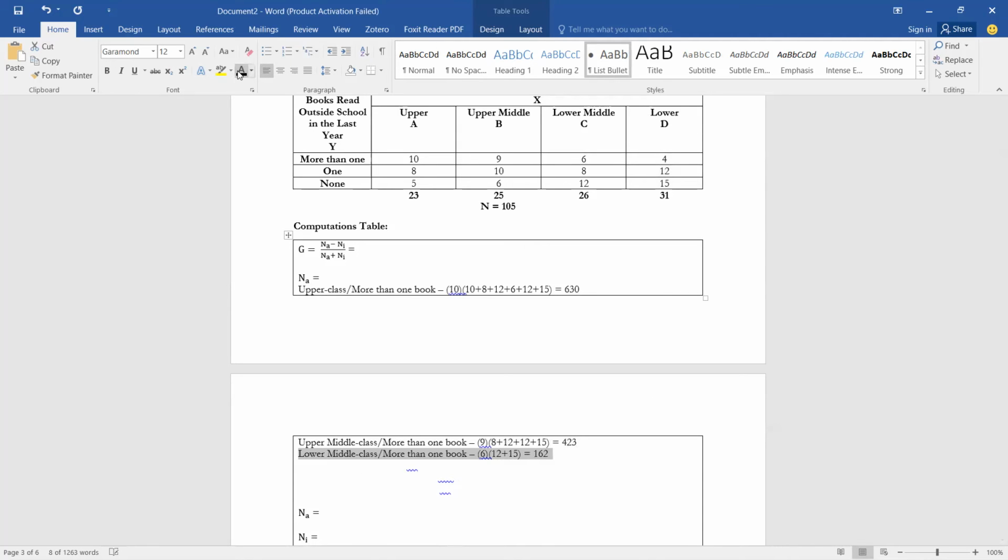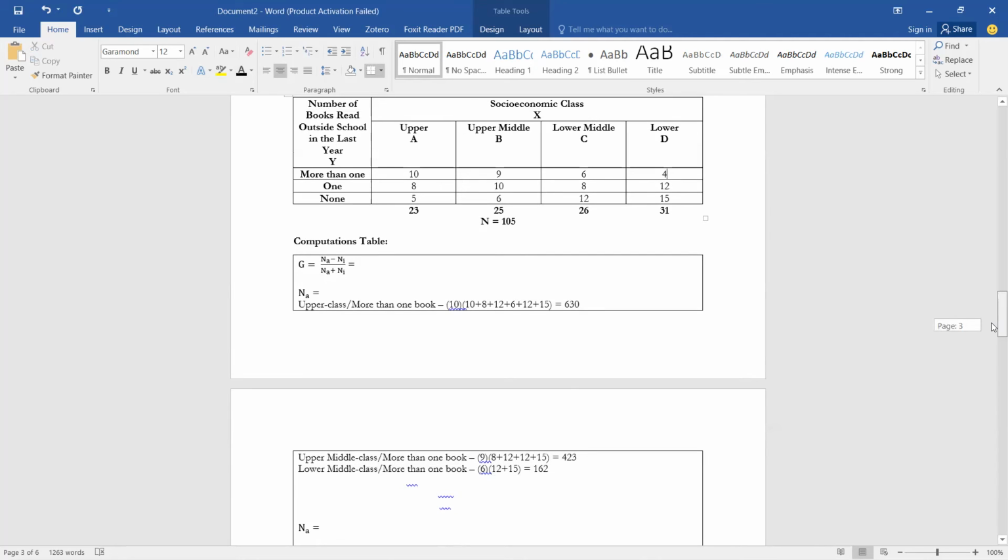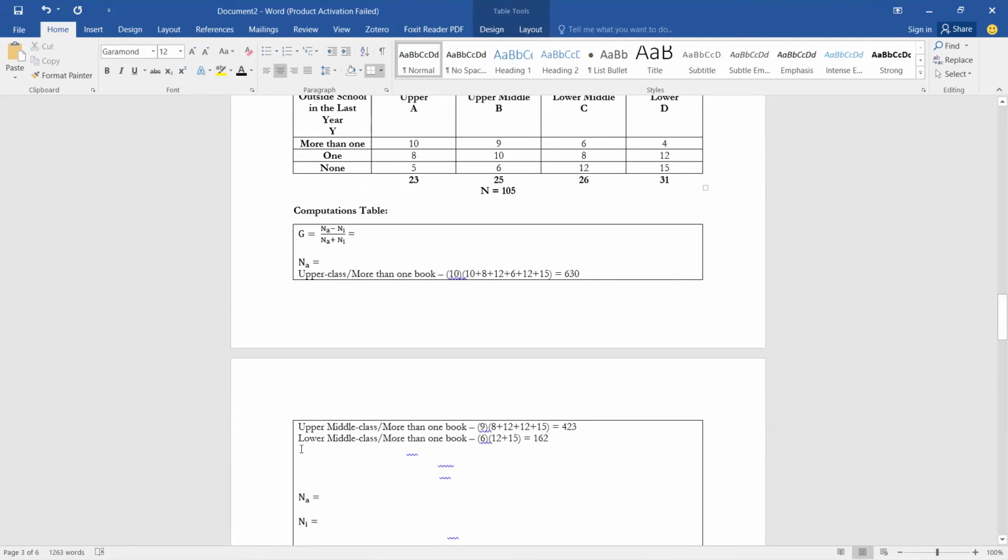So you will end up with this. Then 4, meron bang below sa kanya, sa lower class? Yes, merong below it, which are 12 and 15, but are there cases to the right of it? To the right of 4? None. So we don't have an agreement or agreements for that.